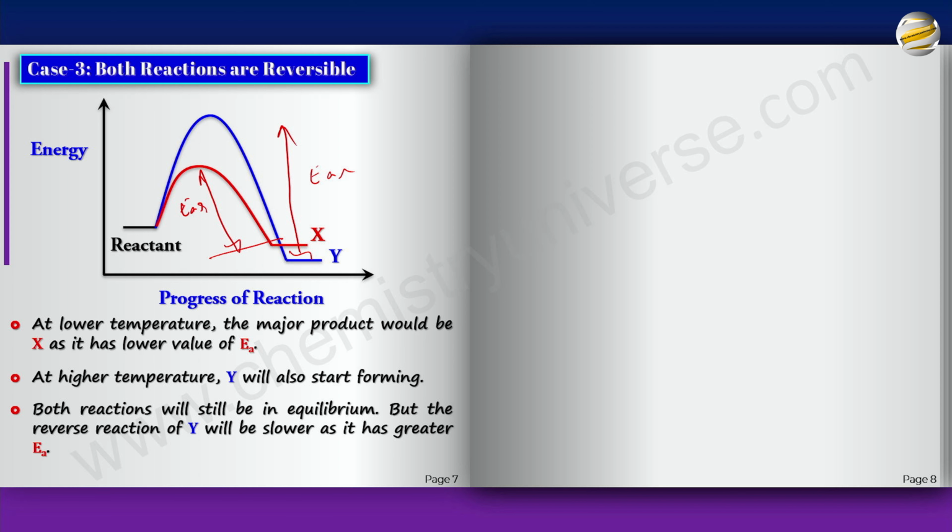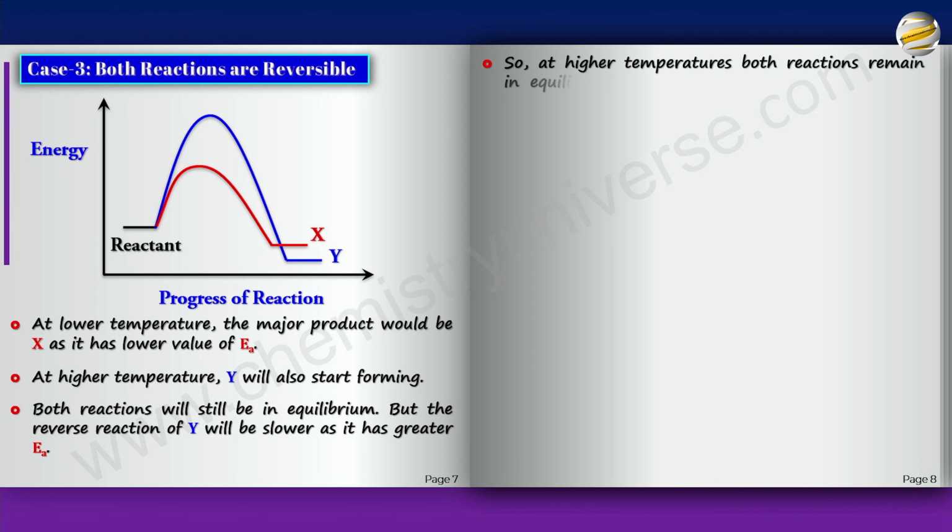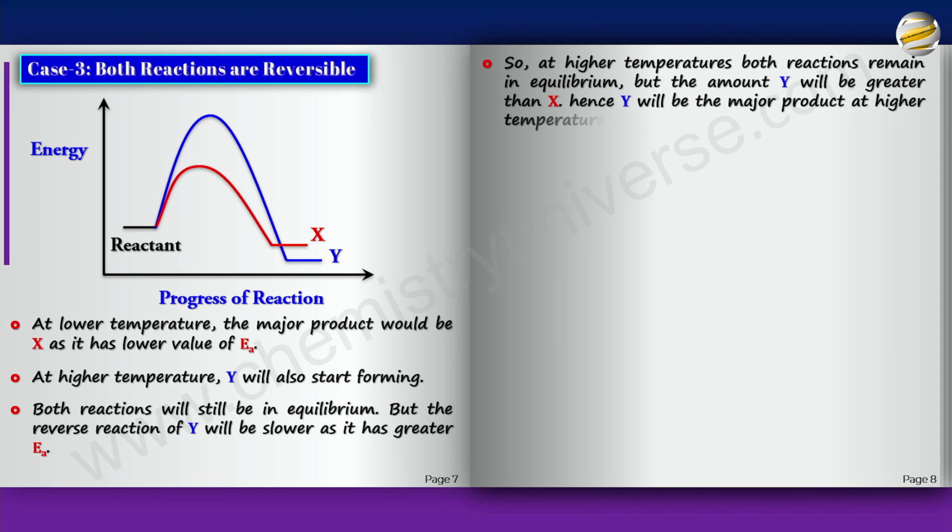As you can see, the reverse of Y will be slower than the reverse of X because the reverse of Y has greater Ea. So if X turns back to the reactant faster than Y does, which do you think will remain in major amount? So at higher temperature, both reactions remain in equilibrium, but the amount of Y will be greater than X. Hence, Y will be the major product at higher temperatures.